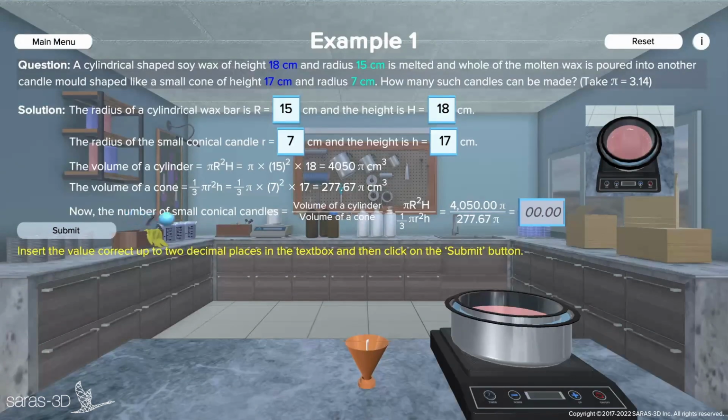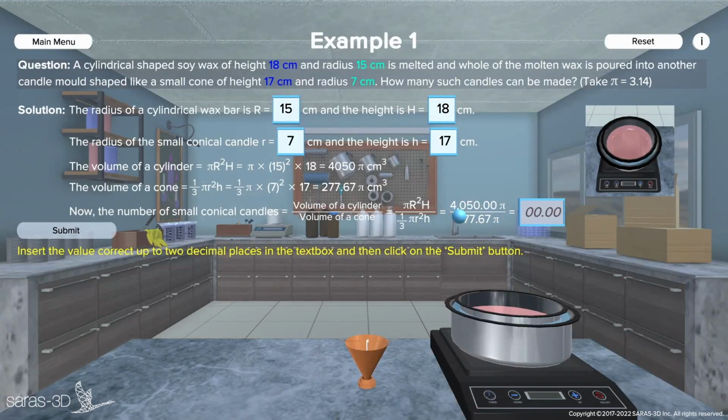Now the number of small conical candles will be the volume of the cylinder upon the volume of a cone. It will be the ratio of these volumes. Why? Because n number of cones can be made from the cylinder, so n multiplied by the volume of one cone will be equal to the volume of the cylinder. So the number of small conical candles will be the ratio of these two values. From here we have substituted the values, and you can see this pi will get cancelled.